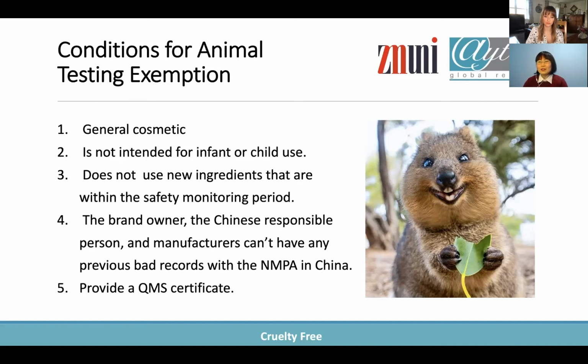And the next is that it does not use ingredients that are within the safety monitoring period. Basically, the IECIC, which is one of the Chinese regulations, names a list of ingredients that NMPA has already approved for use. If an ingredient is not in that list, it is counted as a new ingredient. And within the safety monitoring period, you still have to do the animal testing. There is no exemption.